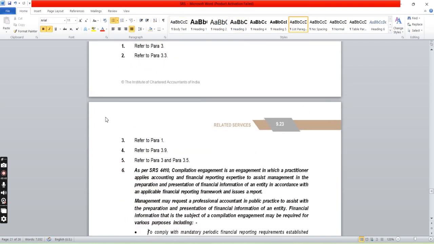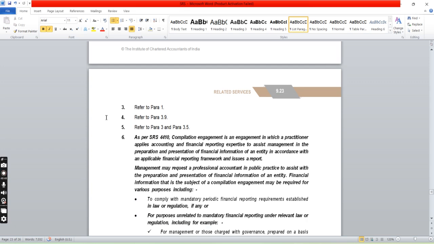So we will read the tacit understanding. Now we will read the questions that we have given here, and we will conclude this chapter as well. So as per SRS 4410, a compilation engagement is an engagement in which the practitioner applies accounting or financial reporting expertise, where a practitioner applies his accounting and financial reporting expertise so that he can help management assist in the preparation and presentation of financial information of an entity in accordance with the applicable financial reporting framework and can issue a report.